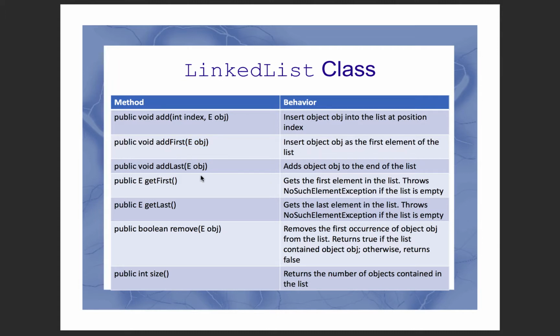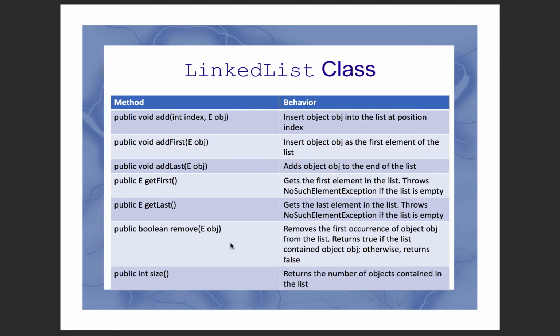Then addLast. If you want to add something after the tail, addLast adds an object to the end of the list. If you have the tail information, you can easily find the tail node, then create a node, make a link from the current tail to the new node, and change the tail position. Then getFirst is basically retrieving the head node of the linked list. getLast means you are retrieving the tail node, the last element of the list.